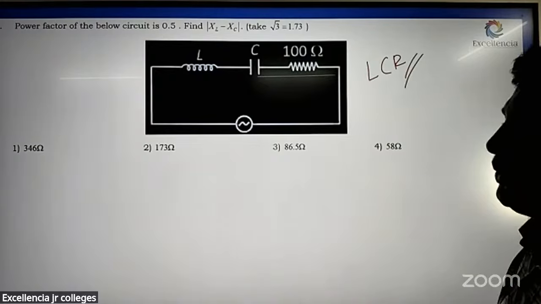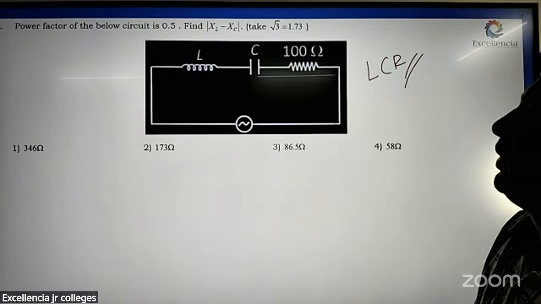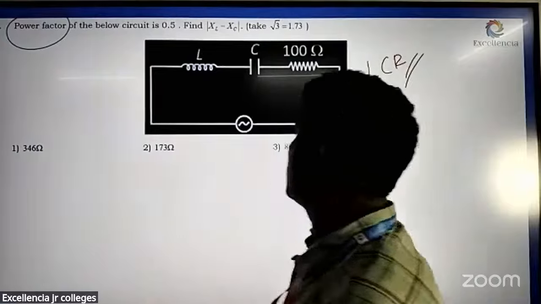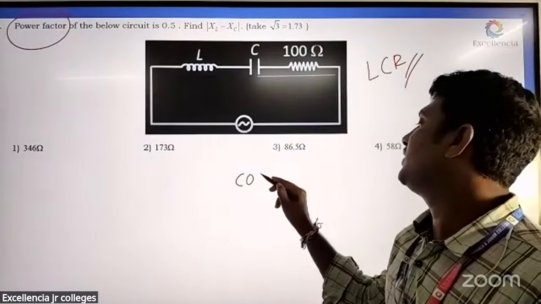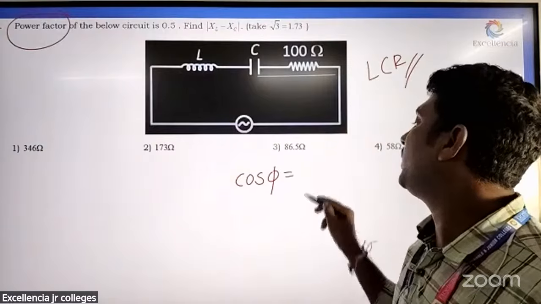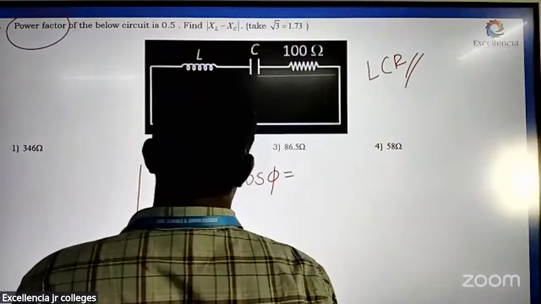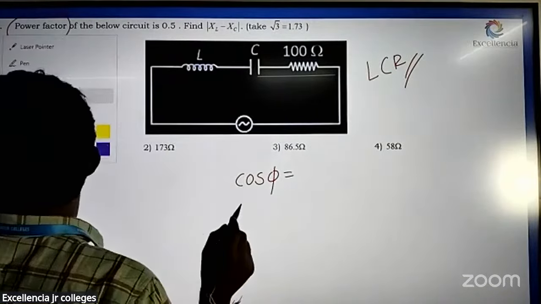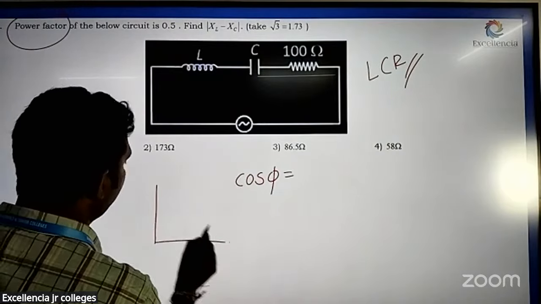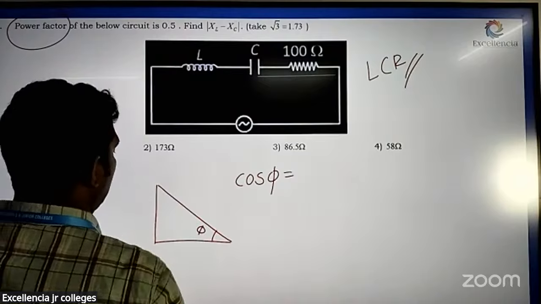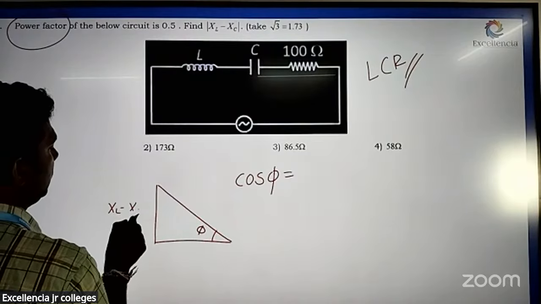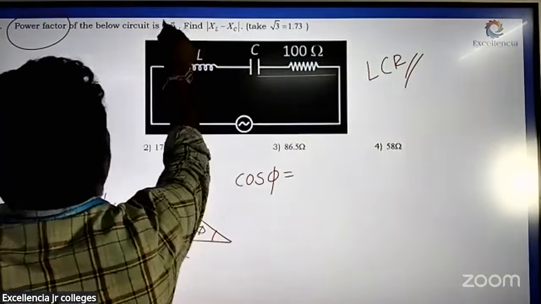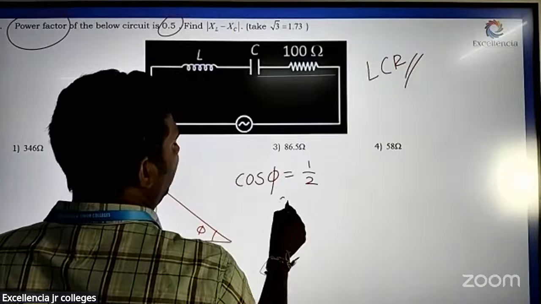Every time we will get one question from the LCR, and this is also an LCR circuit. This time they given it based on the power factor. So everyone knows the power factor formula, which is equal to cos phi. I think everyone knows. And in LCR, students, if this is phi, and this will be XL minus XC, and this will be R. So now the power factor cos phi they given as 0.5, means 1 by 2, then the phi value will be 60.